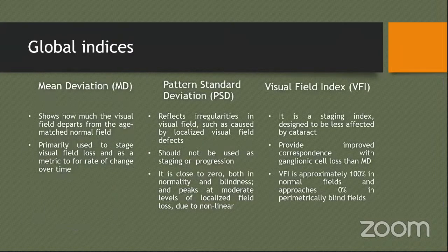and based upon this we calculate the pattern standard deviation, which basically suppresses the generalized depressions and makes the focal defects more obvious. I will show in one slide how this works and how this is affected by the generalization of the field, and how it becomes more significant in the focal defect.